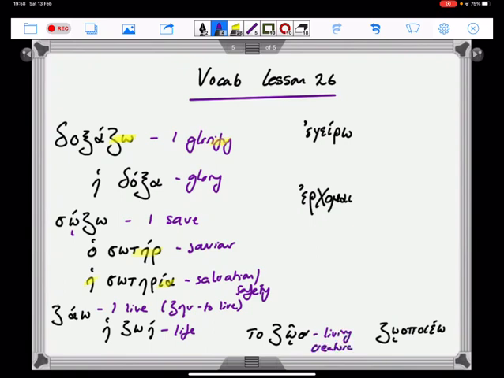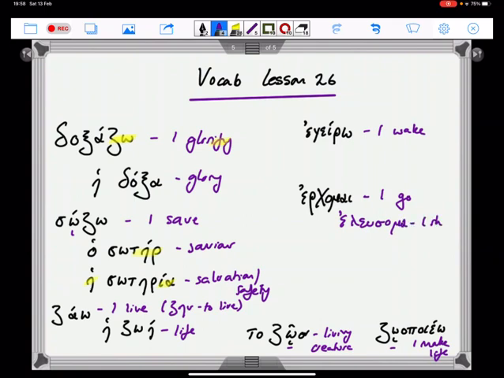Zoopoieo, I make life. Notice that zoon and zoopoieo have also gained iota subscripts. And then you've got egeiro, I wake up, which is a little irregular, so you need to keep an eye on it. And erchomai, I go, for which the future, as we just saw, is eleusomai.